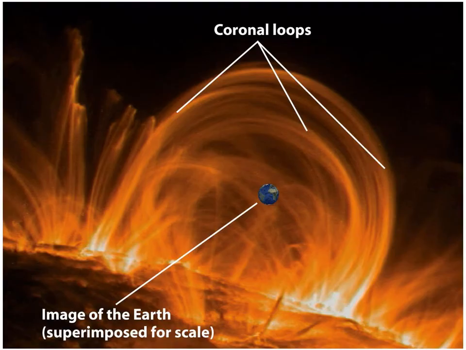Some of these prominences stick way out beyond the rest of the chromosphere into the corona, and we call those coronal loops. And they can be quite large. This image right here shows coronal loops with the sun drawn, with the Earth drawn to scale, to give you an idea as to how big these coronal loops actually are.